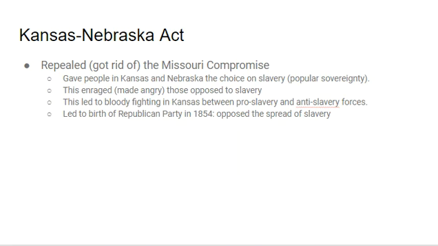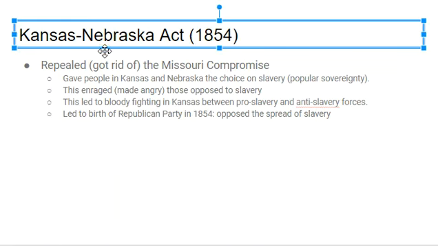Next is the Kansas-Nebraska Act, which is important because the Kansas-Nebraska Act repealed, which means got rid of, the Missouri Compromise. Remember, the Missouri Compromise said if you're above that line, you're a free state. If you're below that line, you are not a free state. And what this did is it allowed people in Kansas and Nebraska the choice of slavery. So popular sovereignty, that just means where people vote. That's what popular sovereignty is.